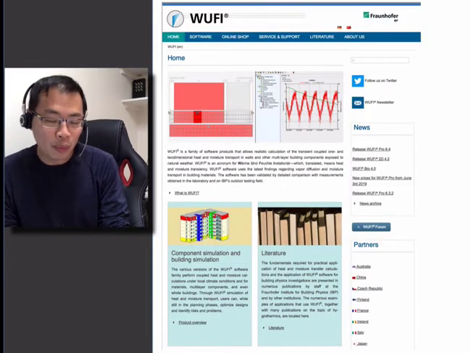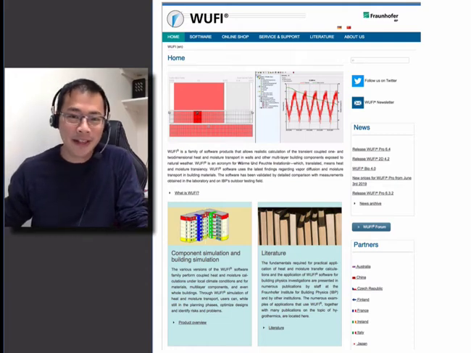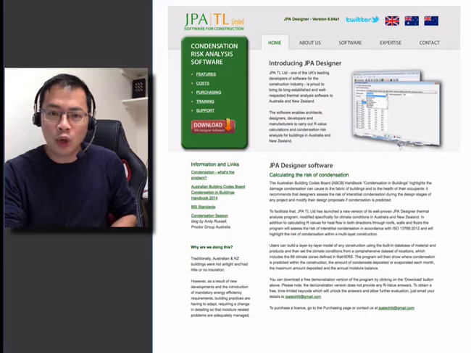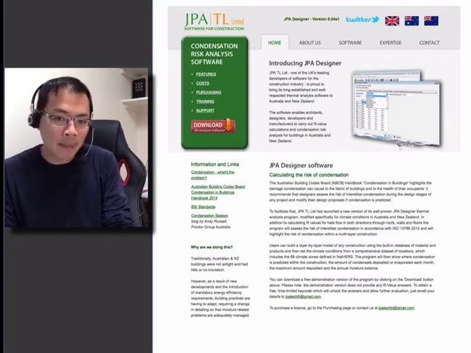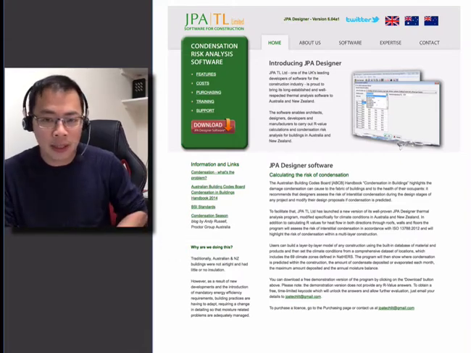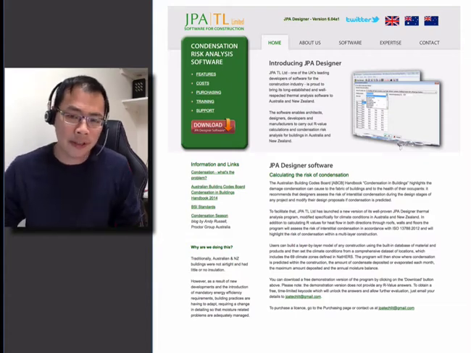Now, there are a few software packages that you might already be familiar with. One of them is WUFI, which marks the specialist end of condensation risk analysis, and also a more basic one called JPA Designer. We felt something like JPA Designer might be more appropriate to the Australian market, which was coming into condensation analysis for the first time.